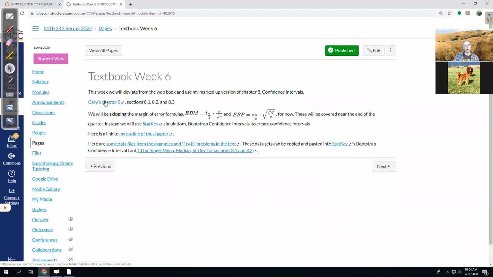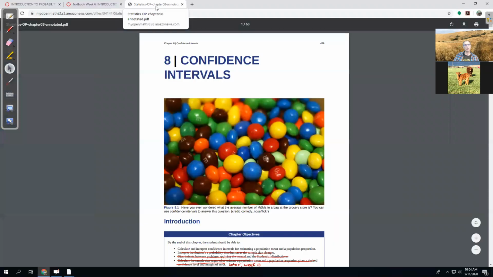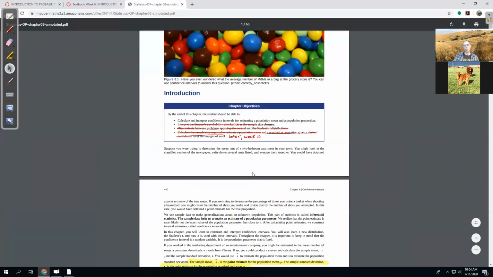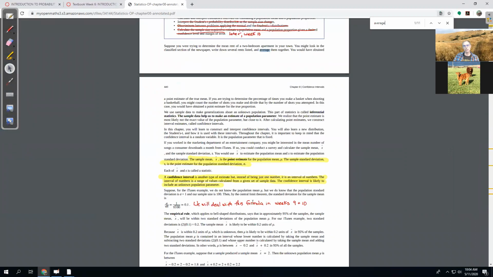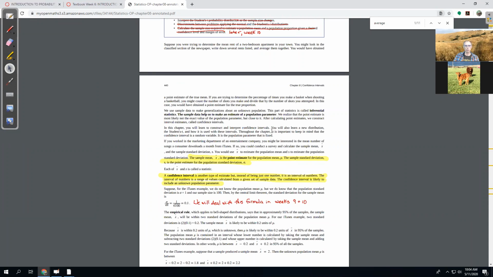Instead of linking to the web book, I have a link here to a PDF version of the book that I've marked up. It's still searchable, so I can go in here and type a Control F, and I can search for things like average, and it will find everywhere average appears. It even recognizes the text I wrote. So you can search for words I wrote too, which is kind of cool.